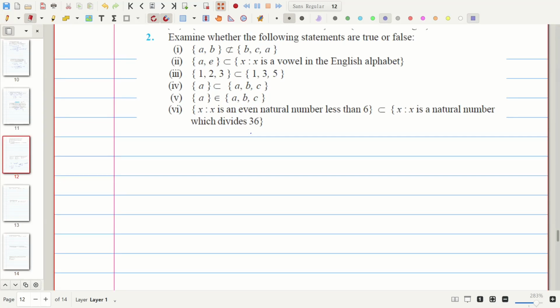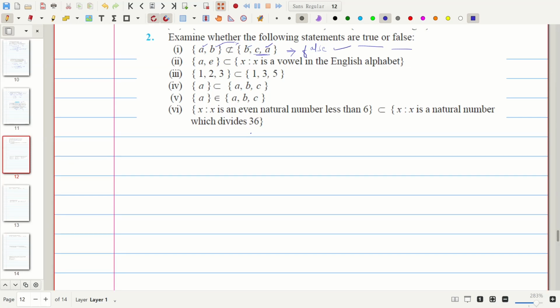In this problem we have to determine whether each statement is true or false. The first one: a, b is an element contained in b, c, a. So a is there and b is there, so this set is a subset of that set, but it is not given that way here. So this is false. That is, it is not a subset of this, but it is a set, so it is false.